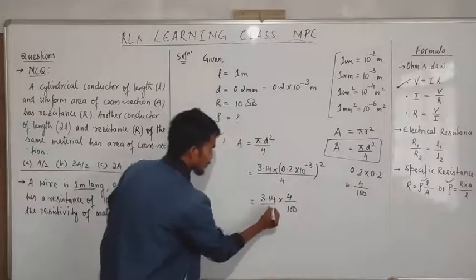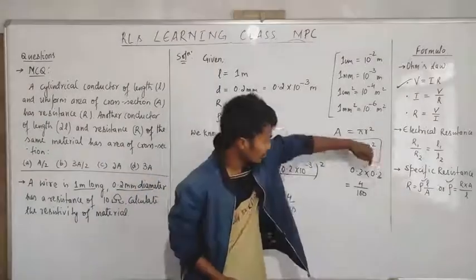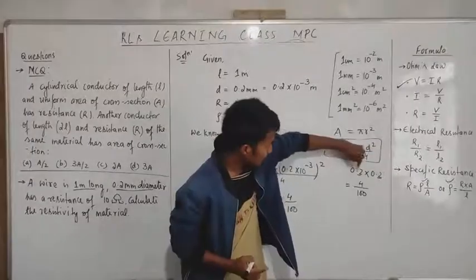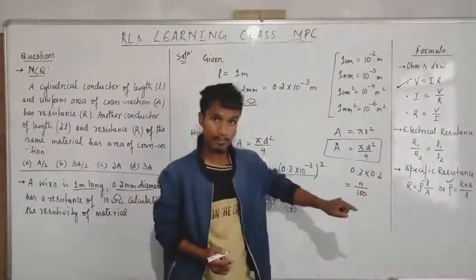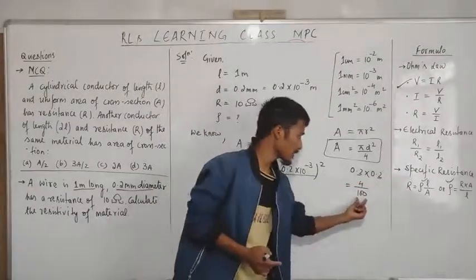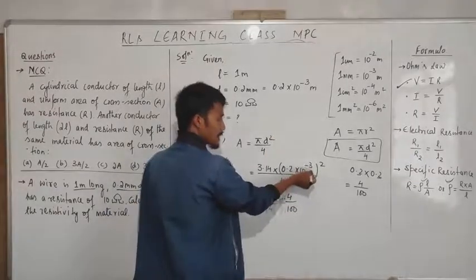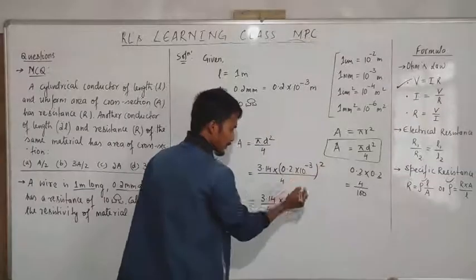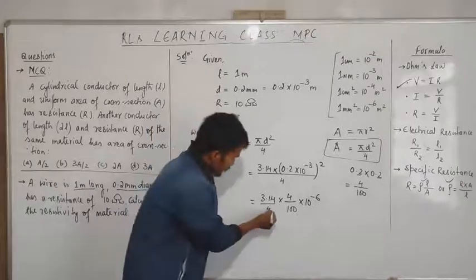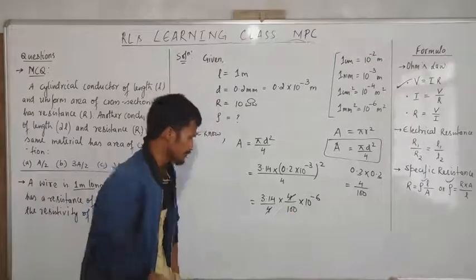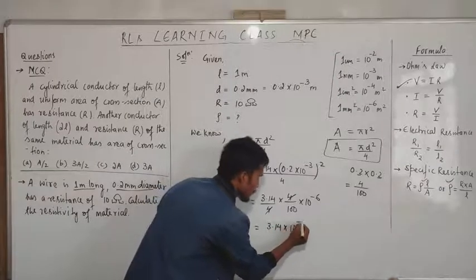Now this 4, I'll put it here. Look, 0.2 whole thing square means 0.2 into 0.2. Then 2 into 2 is 4. How many decimal places here? 1, 2, because one number after the point and one number after the point, meaning there are two numbers. Then I get 100. Then this one, 10 power minus 3, whole thing power 2. 2 into 3 will be how much? 6. Then here 4 and 4 cancel. Then we get 3.14 into 10 to the power minus 6.